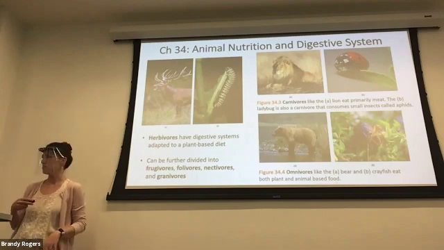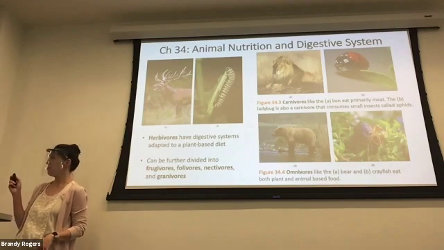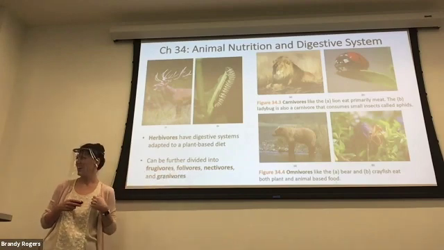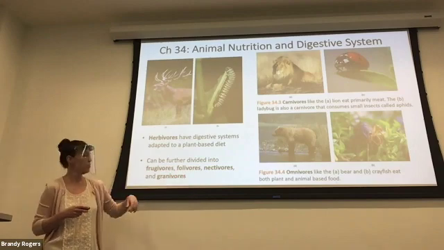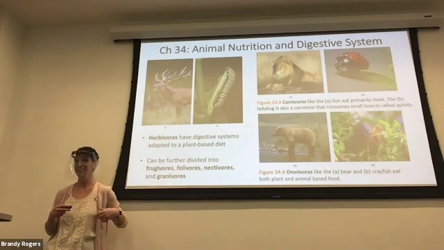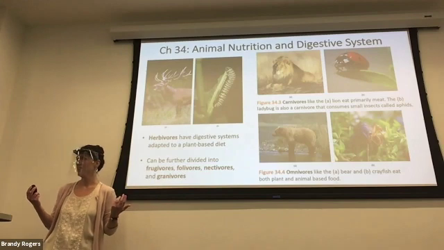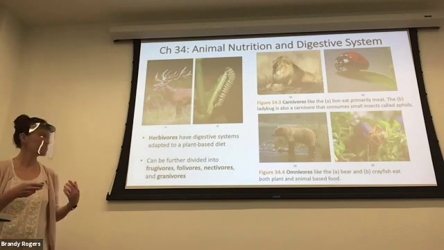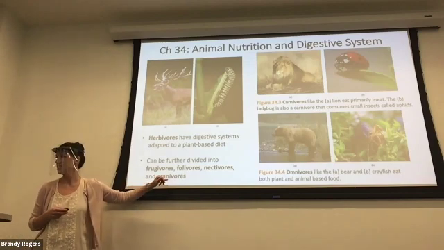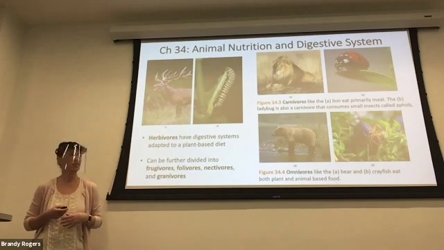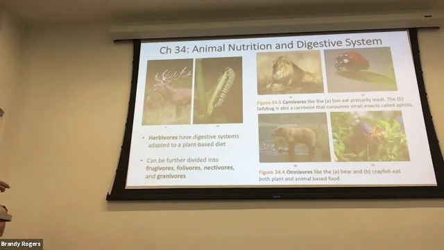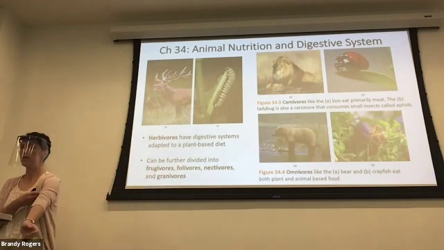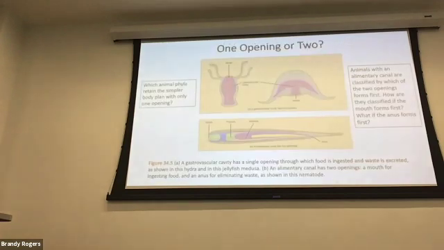Anybody know what frugivores mean? Fruit. Yep. Fruit eaters. What about folivores? Leaves. Yeah. Why? Foliage. Right. What about nectivores? Nectar. Yeah. Like who? Bees. Butterflies. Hummingbirds. Right. Good. What about granivores? Grains. Seeds. Yeah. So those are just some subdivisions of herbivorous diets, and you get that specialization, or you can get herbivores that will eat any of this stuff, right? So it just depends on what you're adapted to and what's available in your environment.